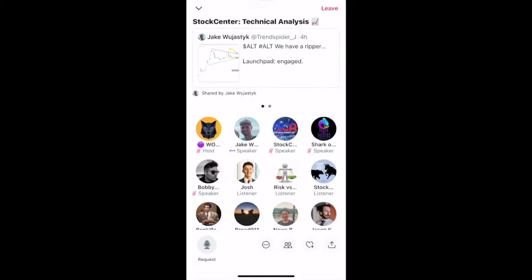Let's see. Oh, it's going to be way down here. It's weird, Spaces makes the scrolling on your feed a lot slower. So, one second. I'll post that VISL chart in a second and share it so everyone can look at it at the top of the Spaces.